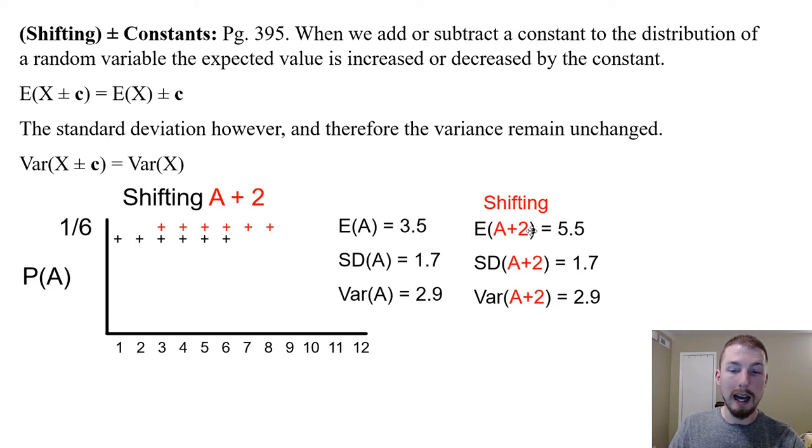So all we did is we added 2 to the expected value. The mean got shifted over to the right 2. The standard deviation remained the same because it's the same spread. It's just shifted. So the variation would be the same as well, which would be the standard deviation squared.